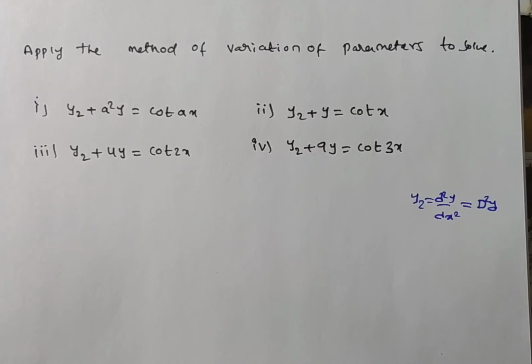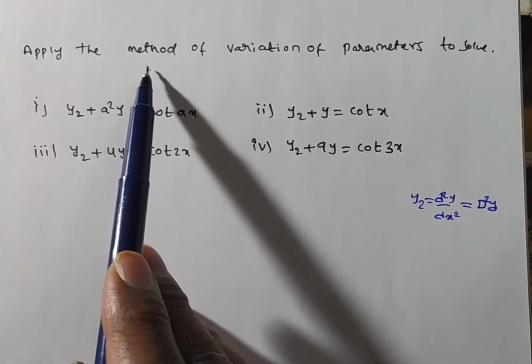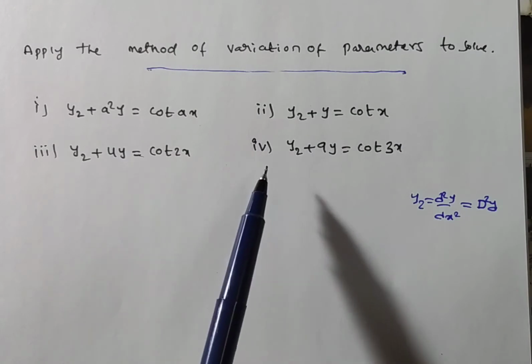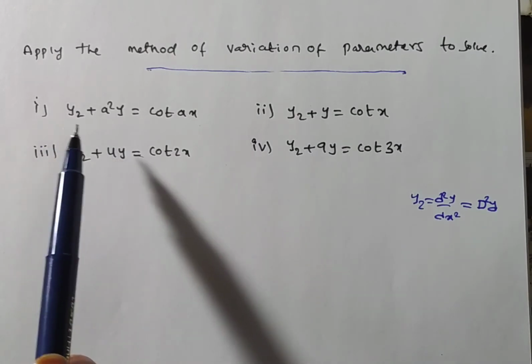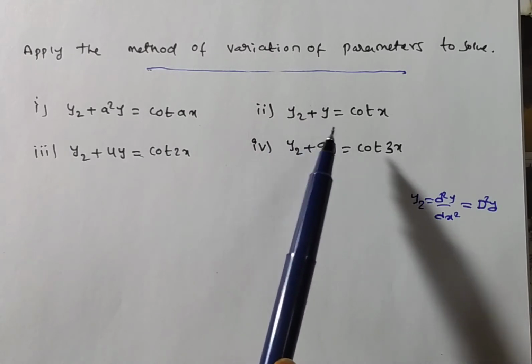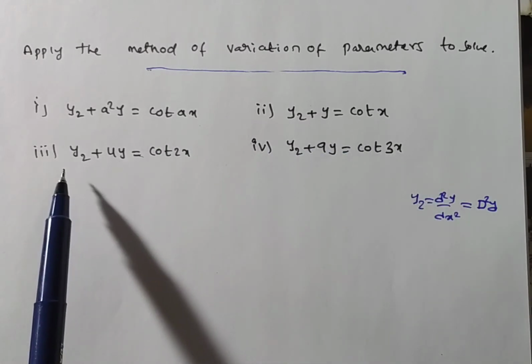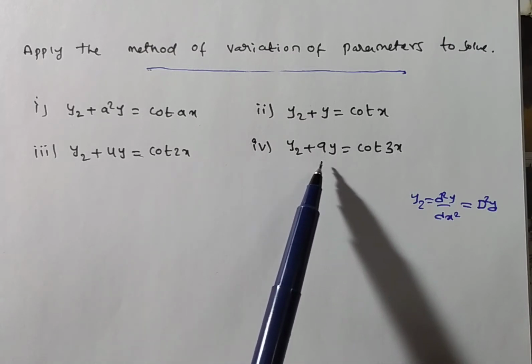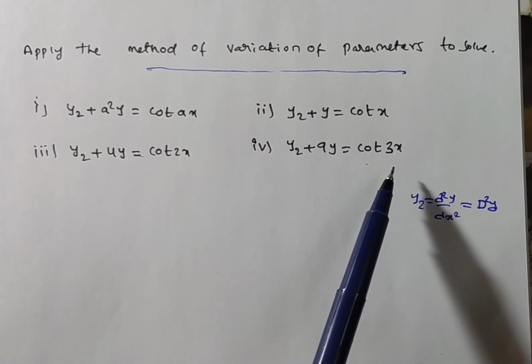Friends, in this video we are solving problems on the method of variation of parameters. There are four problems. First problem is y'' + a² y = cot ax. Second problem is y'' + y = cot x. Third problem, y'' + 4y = cos 2x. Fourth one is y'' + 9y = cos 3x.